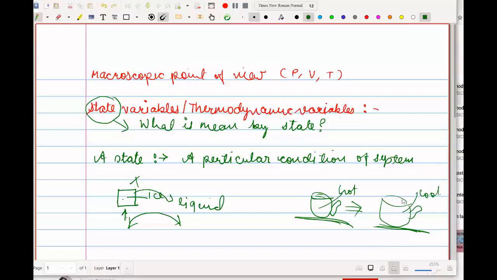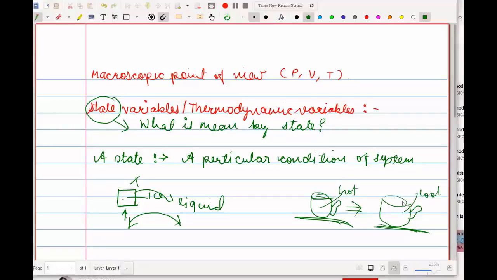So keep in mind the analogy of what I'm talking about. The state of the system means a particular condition. Here the cup of coffee was hot and after some time it is cool. So the state of the system changes after some time. State means a particular condition of the system. So you understand the state.